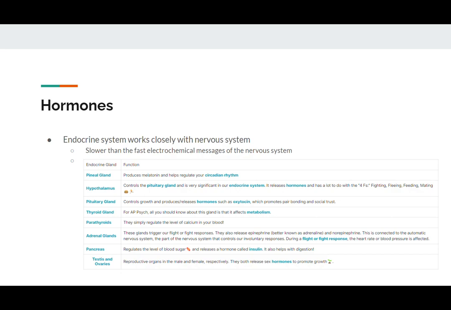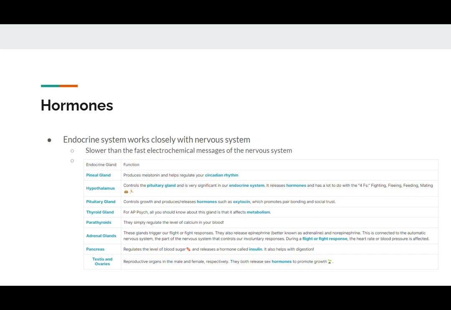So hormones play a huge role in human development, and this table shows what these endocrine glands are and what functions they have. So the pineal gland produces melatonin and helps regulate your circadian rhythm. So please remember, melatonin is really important in circadian rhythm and in your sleep. This will come up. And the hypothalamus controls the pituitary gland and is very significant in our endocrine system. It releases hormones and has a lot to do with the four Fs: fighting, fleeing, feeding, and mating. And the pituitary gland controls growth and releases hormones such as oxytocin, which promotes pair bonding and social trust.